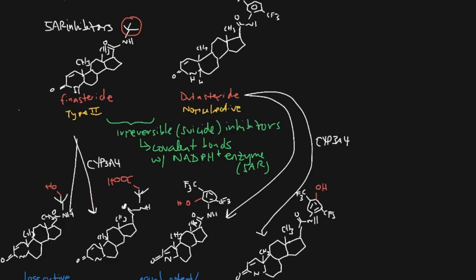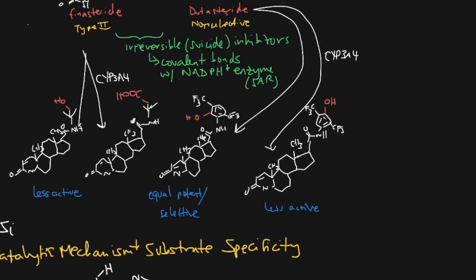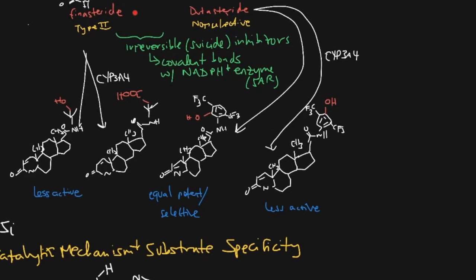In contrast, dutasteride forms one equally potent or equally selective metabolite, which has the hydroxyl group at the left of the top of the tail or the fin, and one less active metabolite at the right side of the top of the fin, or the CF3. And this metabolism happens through the enzyme CYP3A4, and these act by irreversible or suicide inhibition. And this means that they form covalent bonds with both the enzyme, 5-alpha reductase, and NADPH.